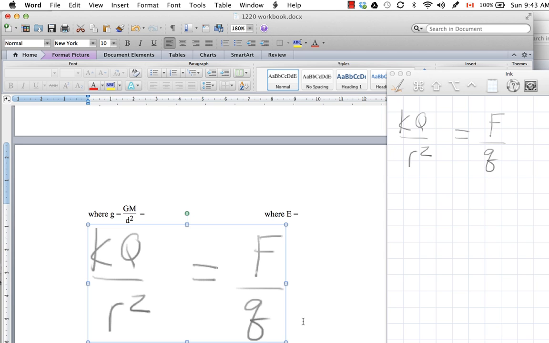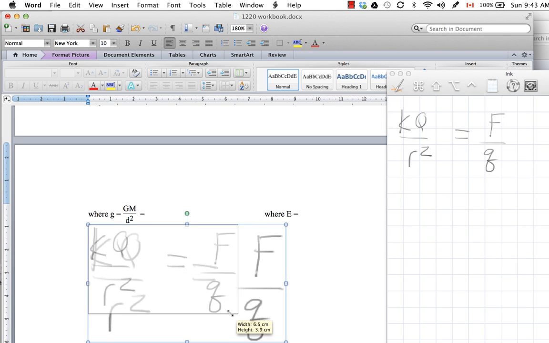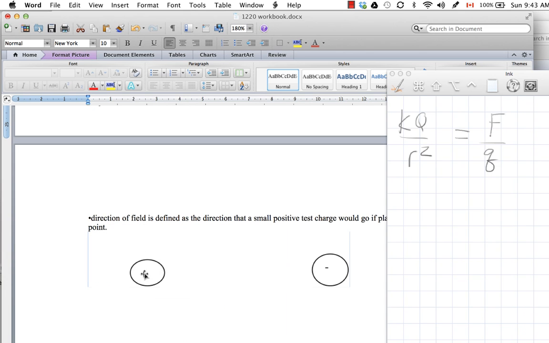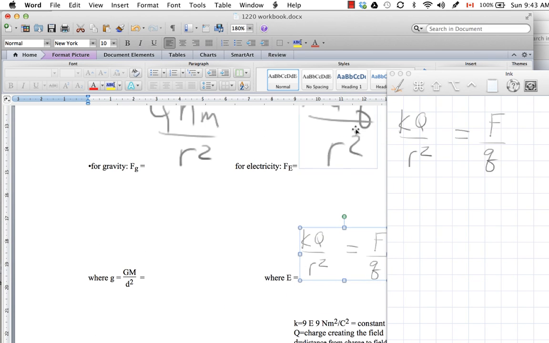Whoops. Can I shrink that? Let's see, can it be shrunk? Yes, it can be shrunk. Oh, that's much nicer. There we go.